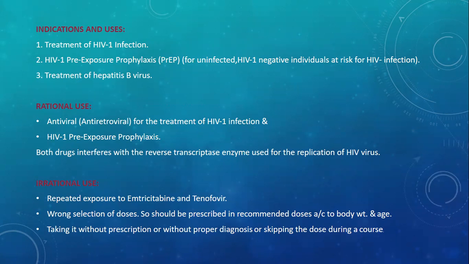What are the irrational uses of the therapy? Repeated exposure to emtricitabine and tenofovir and the wrong selection of doses. It should be prescribed at recommended doses according to body weight, age, and creatinine clearance level. Taking it without prescription or without proper diagnosis, or skipping doses during a course, may lead to resistance. If you stop taking tenofovir even for a short time or you start skipping doses, the virus may become resistant to medications and it may be harder to treat.